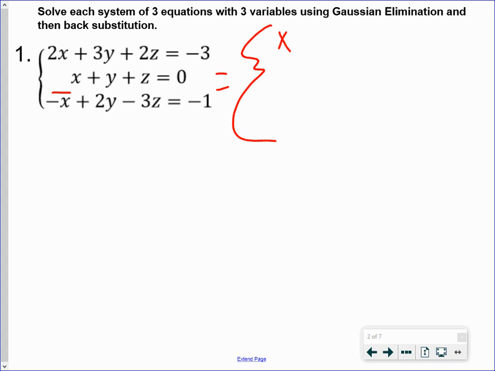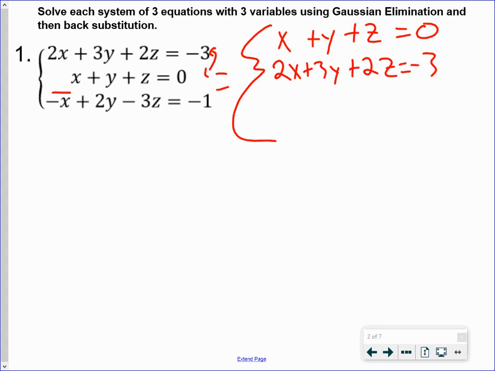So I end up getting x plus y plus z equals 0. I'm just going to flip these two. So my second equation becomes my first equation. My first equation becomes my second. So 2x plus 3y plus 2z equals -3, and negative x, sorry, plus 2y minus 3z equals -1.